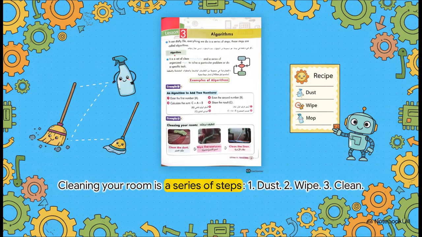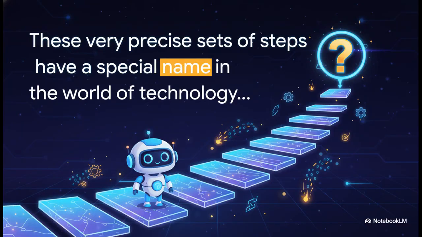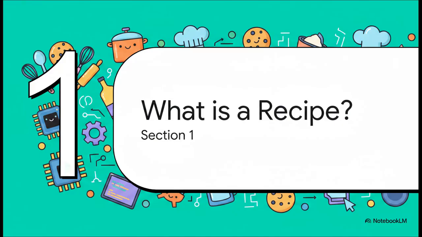To really clean a room, there's a certain logic to it. You dust first, then you wipe the surfaces, and only after that do you clean the floor. If you did it the other way around, you just knock all the dust onto your clean floor and have to start all over again. That specific sequence, that's the key. And in the world of computers and technology, these super precise sets of steps, well, they have a very special name. Okay, so let's jump into our first section.